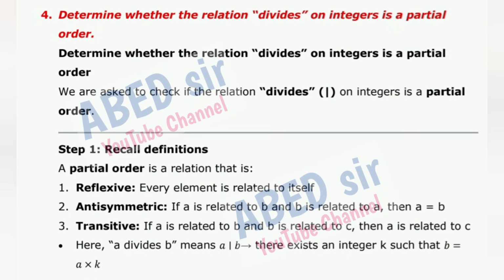Step 1. Recall definitions. A partial order is a relation that is reflexive, every element is related to itself. Antisymmetric, if a is related to b and b is related to a, then a is equal to b. Transitive, if a is related to b and b is related to c, then a is related to c. Here, a divides b means there exists an integer k such that b is equal to a times k.